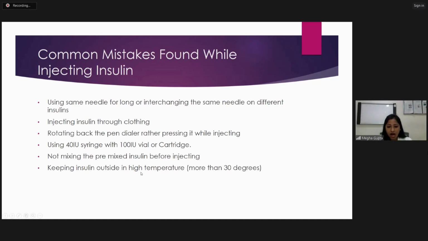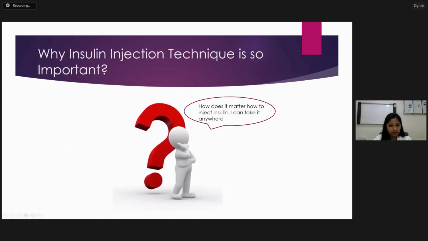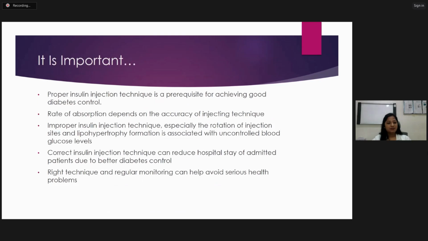Keeping insulin outside in high temperature will affect the efficacy of the insulin. Last but not the least, why are insulin injection techniques so important? Patients do ask us this. Now, how does it matter? I can take it anywhere. The only thing is that I have to inject the insulin, so why can't I take it anywhere in the body? It is very important, and this is our take-home message as well.